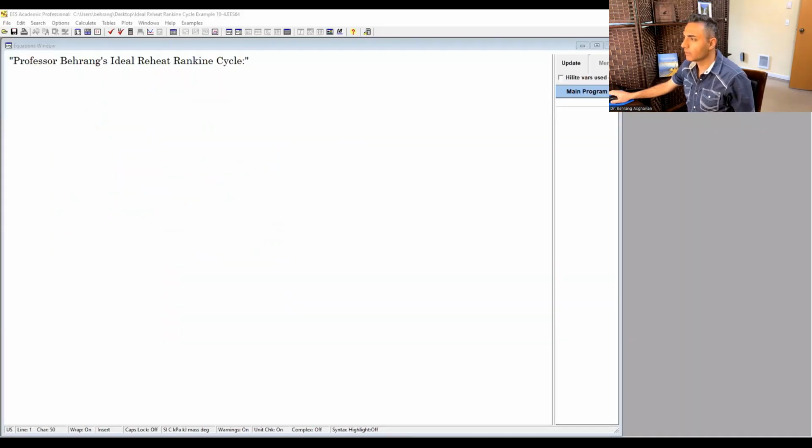Okay, here's EES, Engineering Equation Solver. The fun part begins now, and we're going to write the whole code and solve. And you'll see how quickly we can actually solve a problem like this using array tables. And even if you want to plot this TS diagram, you can, but I don't think I need to show it today because I have a separate video that shows how to plot the TS diagram.